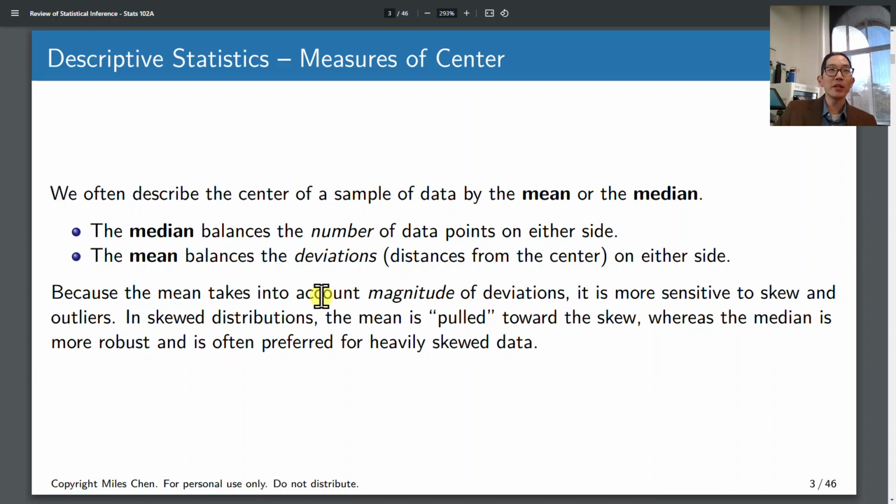Because the mean takes into account the magnitude, the size of these deviations, it's going to be affected by skew and outliers. If you have something way outlier high, the mean gets pulled in that direction because it's trying to balance out those deviations. So in skewed distributions, the mean is pulled towards the skew, whereas the median is not affected by those really big distances and is often the preferred measure for heavily skewed data. But certainly in some cases, you want something that reflects that skew.